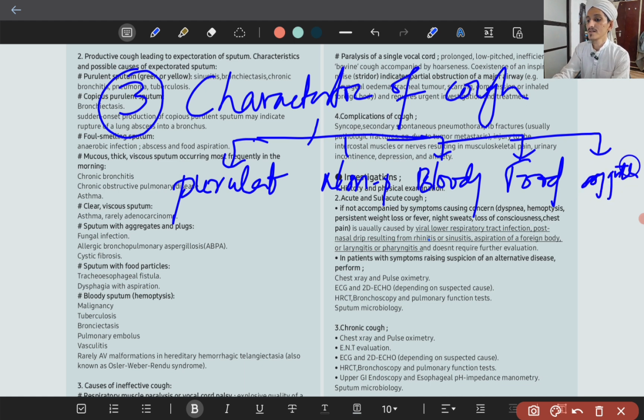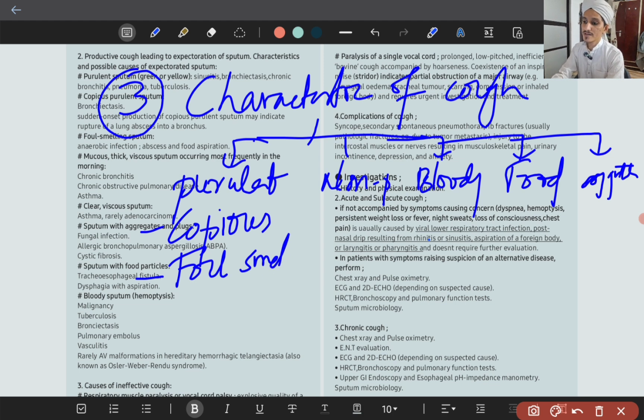Okay. In purulent, whether it is copious or not. If copious, then bronchiectasis is mostly the cause, or a lung abscess rupturing into the bronchus. If it is foul smelling, then anaerobic bacterial infection or aspiration. This we have discussed. If non-purulent, mucoid sputum, then the cause can be COPD, asthma, pneumonia. Or clear viscous sputum, asthma is the cause.